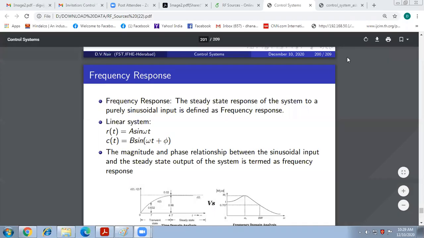Time response analysis, or analysis in time domain. What do you mean by this time domain analysis or time domain methods?